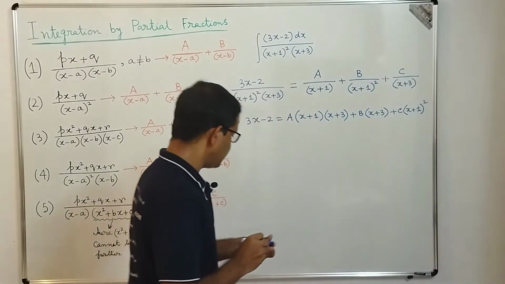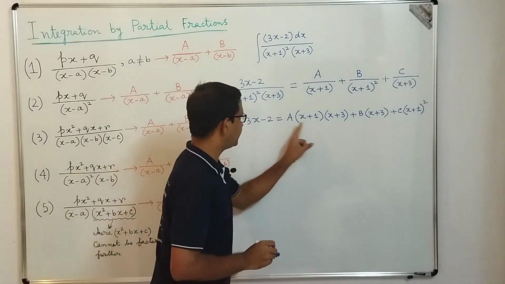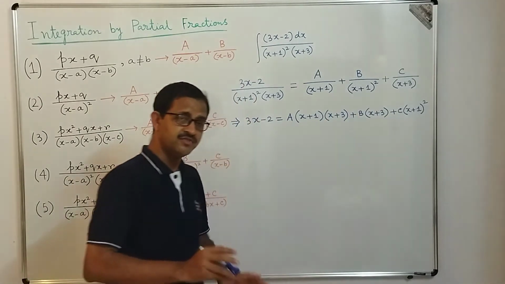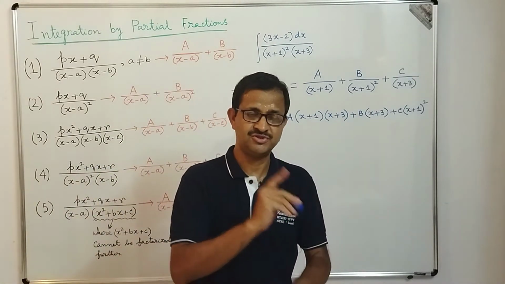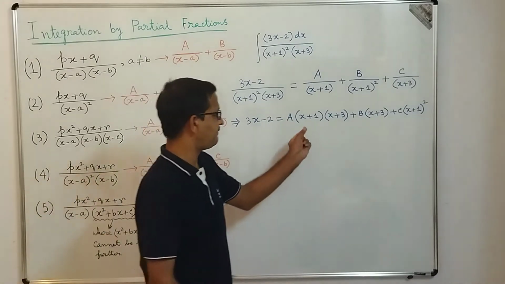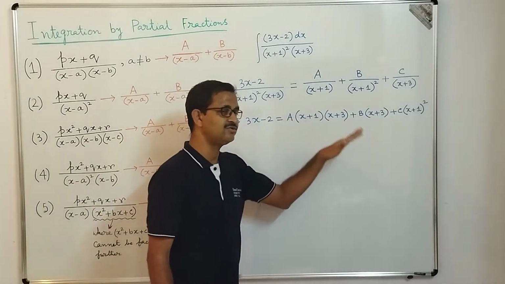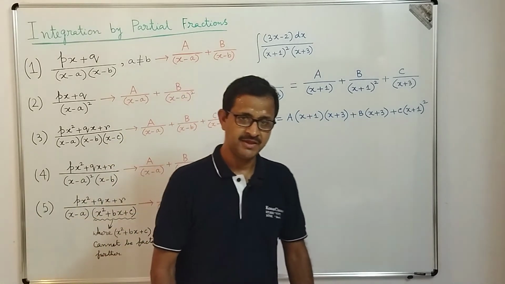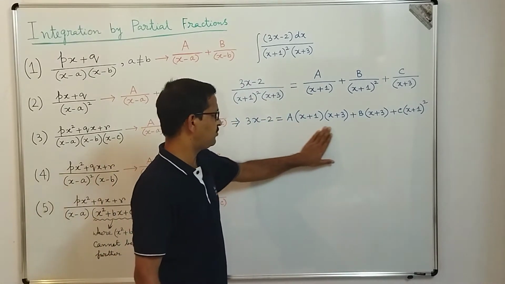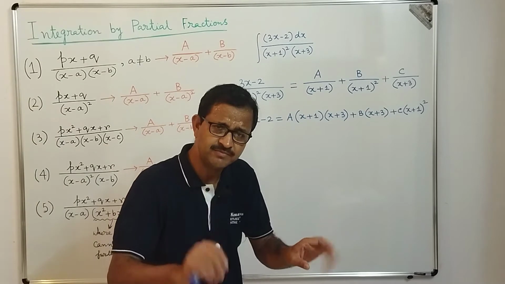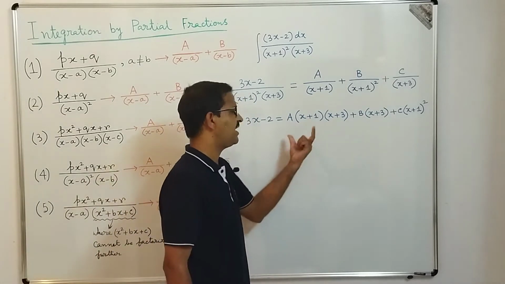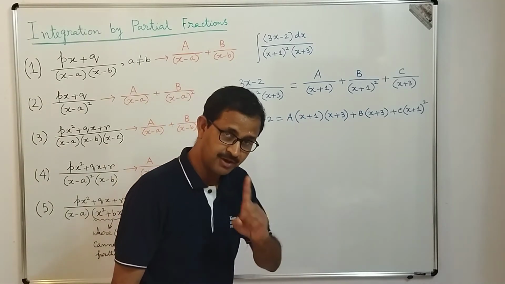Now dear students, to find the values of capital A, capital B and capital C, there are two methods. The first method is that we can apply any real value of x on both sides of this identity. It is an identity, so it is going to be true for any real value of x, so we can apply any real values and in that way you can find them, number one.